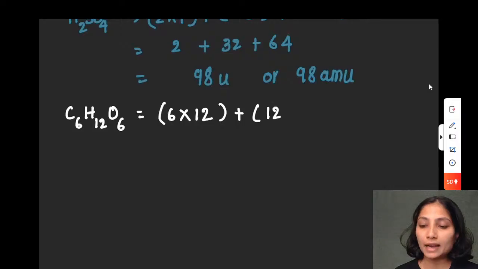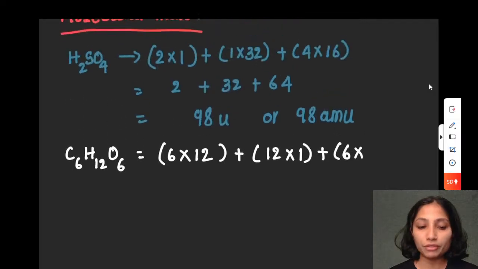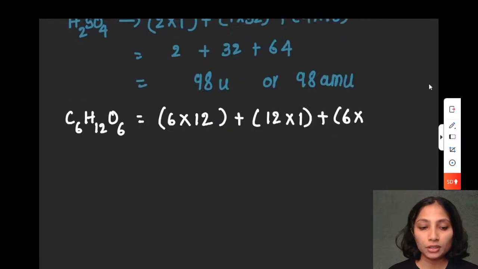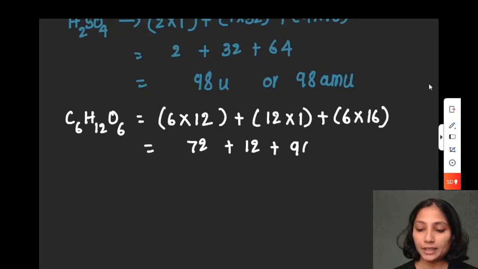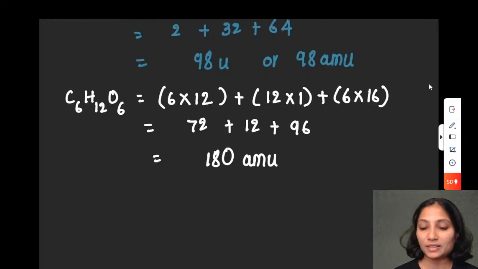12 hydrogen atoms are there. 12 into, what is the atomic mass of hydrogen? 1, plus 6 into oxygen. What is the atomic mass of oxygen? 16. So 6 into 16. Total, how much do you get? 72 plus 12 plus 96, which is nothing but 180 AMU, or just 180 U. This is how we calculate molecular mass.